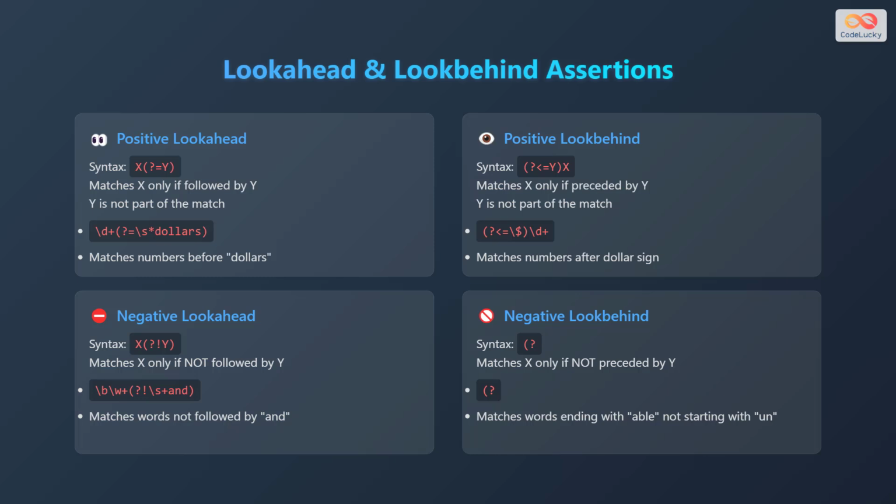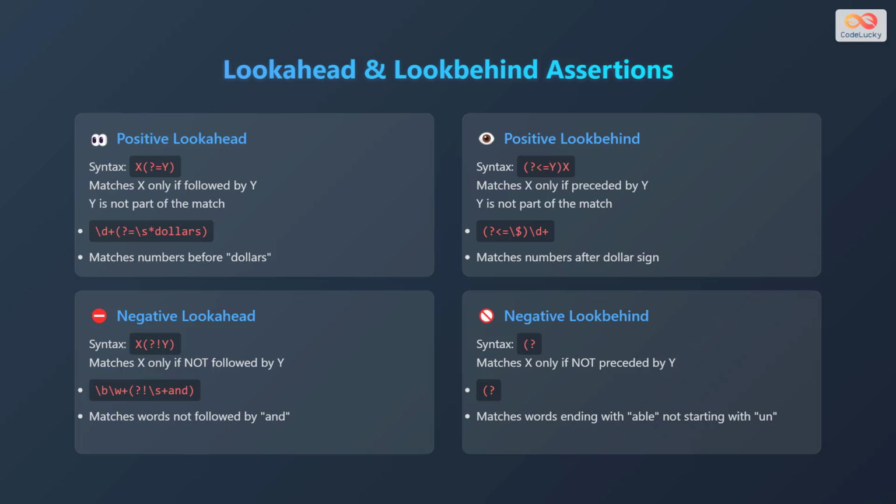Positive Lookbehind uses the syntax (?<=y)x. It matches x only if it is preceded by y, but y is not part of the match. For example, (?<=\$)\d+ will match numbers only if they are preceded by a $ sign.